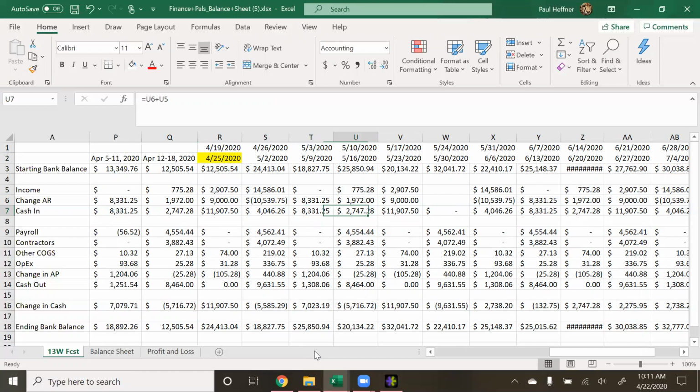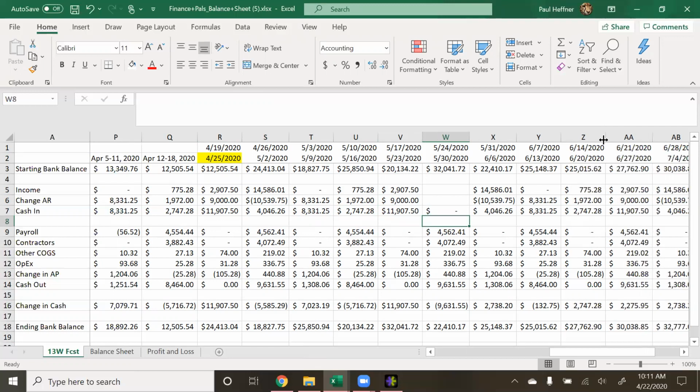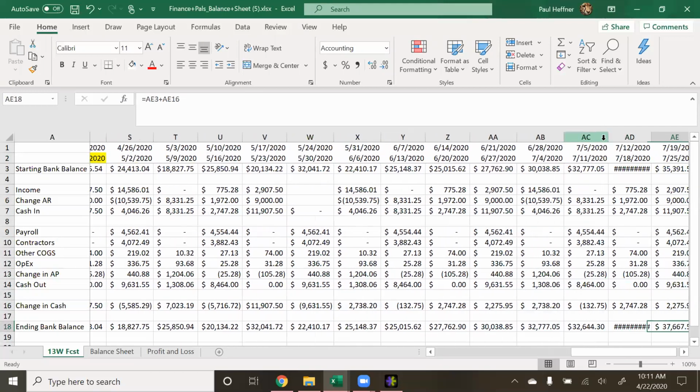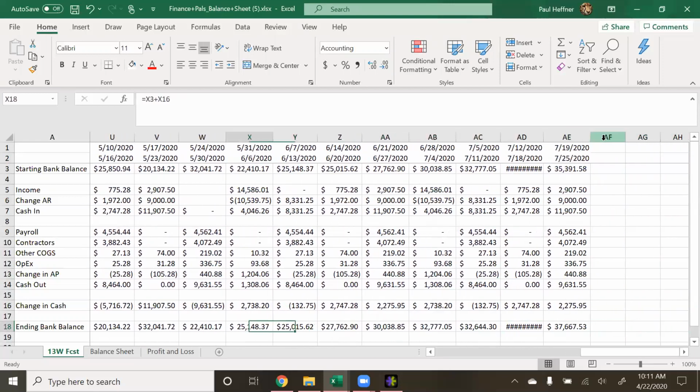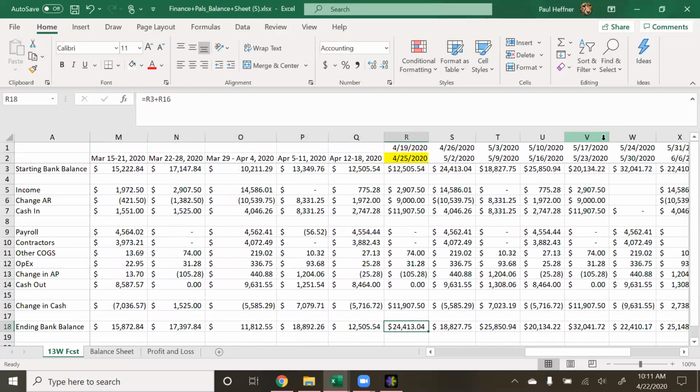So now we've fixed our ending bank balance. Today, maybe because I put it in the wrong. No, that's right. Oh, so how I did the formula is now it's carrying this 9,000 through, so that's not right. But anyway, you get the idea. You could change your forecast here based on what your AR is going to be.